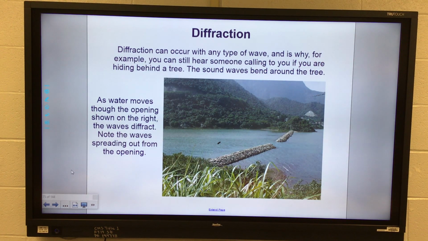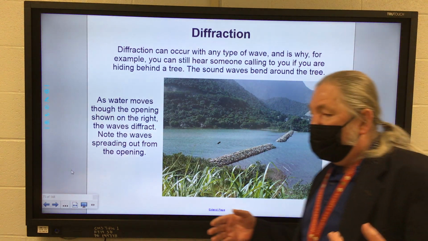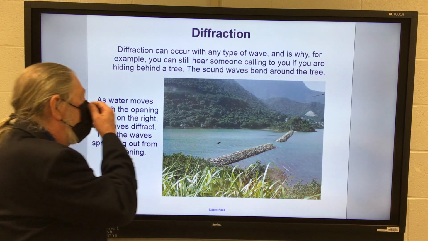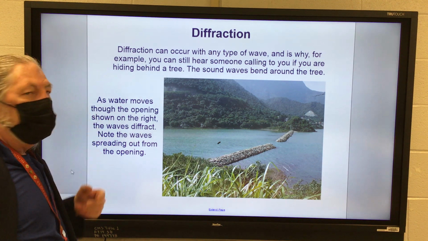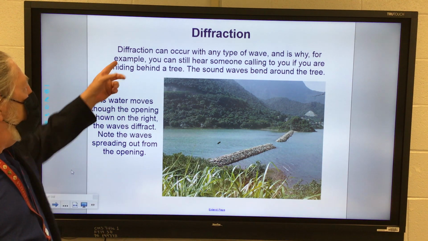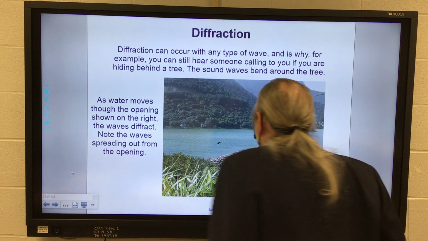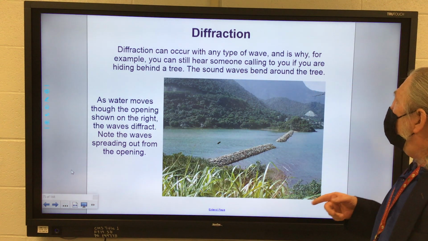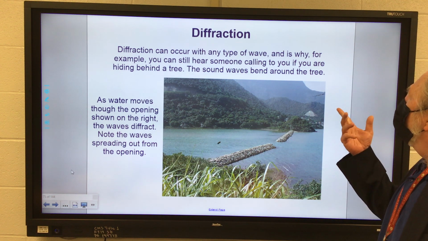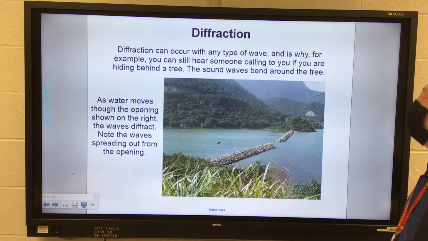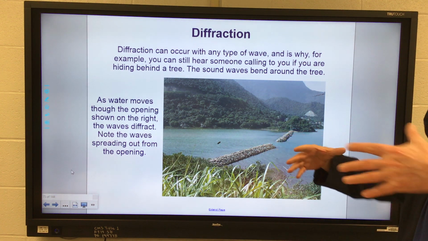All right, so we talked about diffraction. That's where we ended yesterday. We talked a little bit about diffraction. So let's take a look at it, a little review of it, because we had a couple of questions here shortly. Diffraction can occur with any type of wave, and is why, for example, you can still hear someone calling you if you're hiding behind a tree. The sound waves bend around the tree.